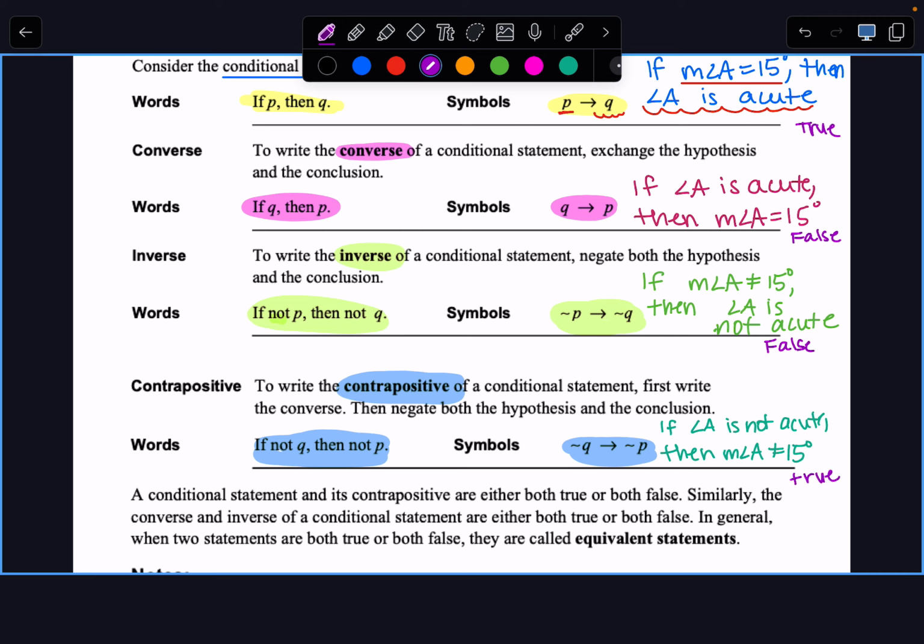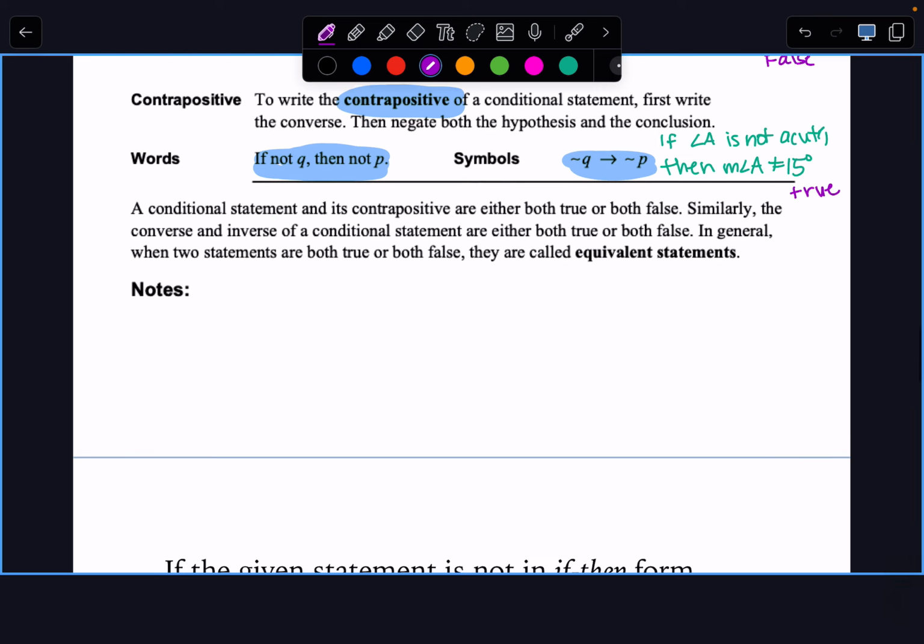Okay. Fun fact. If the conditional statement is true, your contrapositive should be true. Similarly, the converse and inverse should give you both false or both true. They kind of pair together that way.